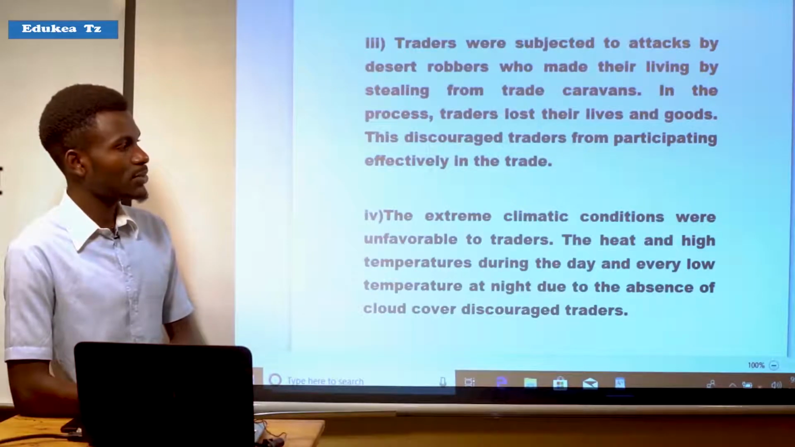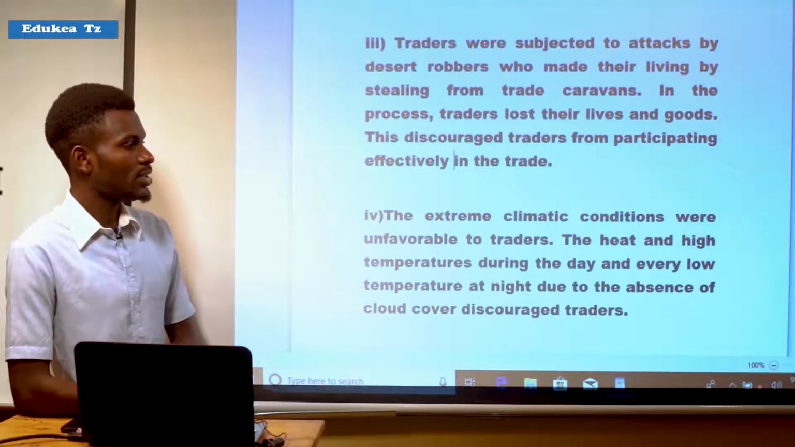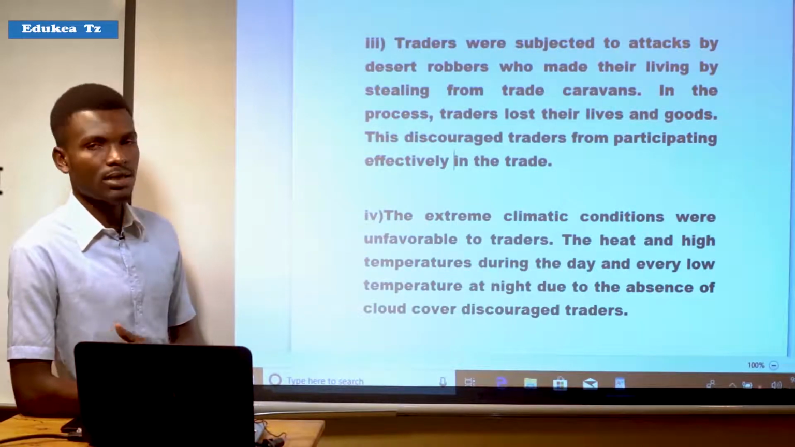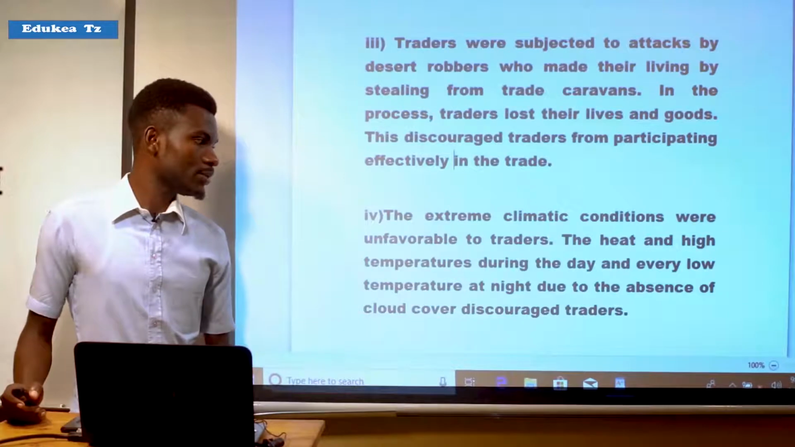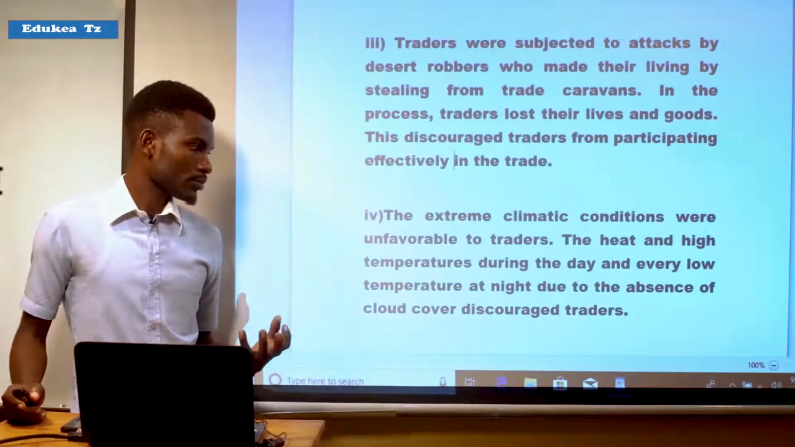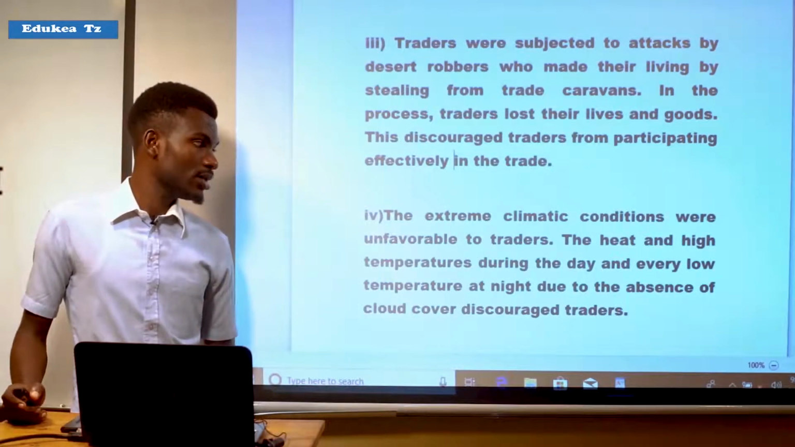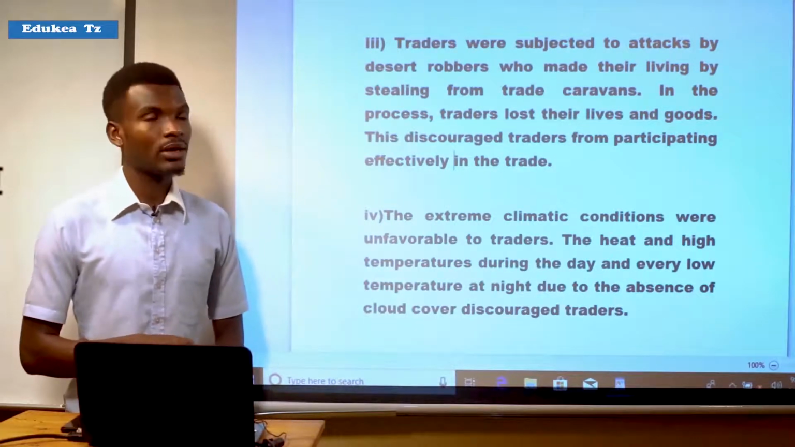To mean that the extreme climatic conditions were unfavorable to the traders. There was heat and high temperature during the day and a very low temperature at night due to the absence of cloud cover, and that discouraged the traders from continuing in their trade, and that led to the collapse of the trade.